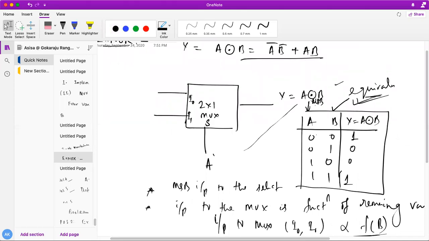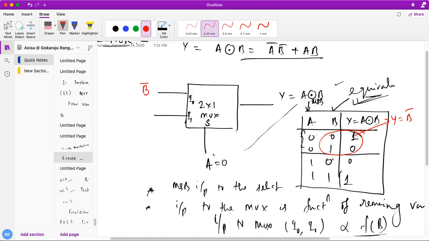So what you have to do now is start looking into my inputs. If my select line A is 0, obviously these two cases apply. If B equals 0, I am getting 1 as output. If B equals 1, I am getting 0 as output. So for this combination of inputs, the output Y is nothing else but B bar. So I am going to connect B bar here.